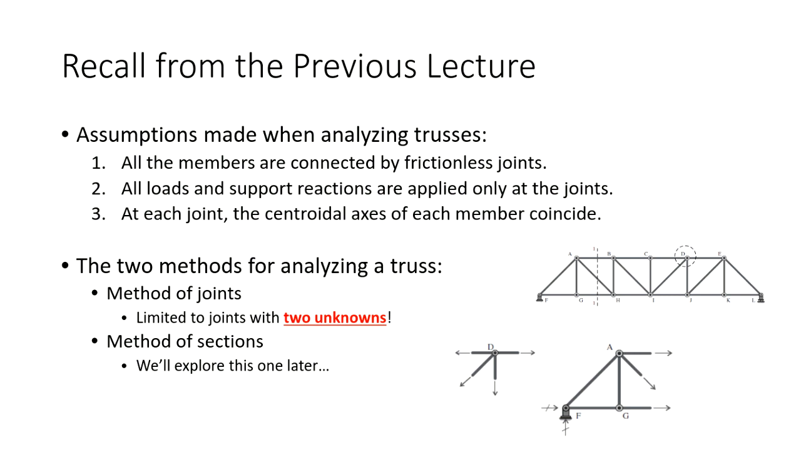Now, what that means for us is that we only have axial loads, and now we have to go through and determine those internal forces. We really have two methods at our disposal. We have the method of joints. We have the method of sections. We'll do some method of sections problems next week, probably on Wednesday. Today I want to talk a little bit more about the method of joints.